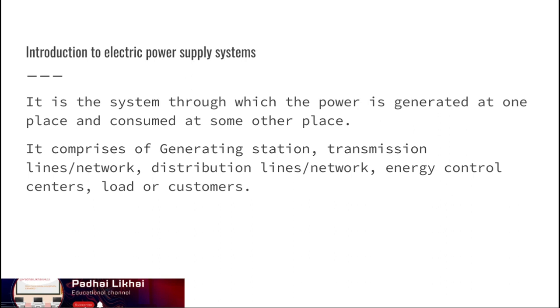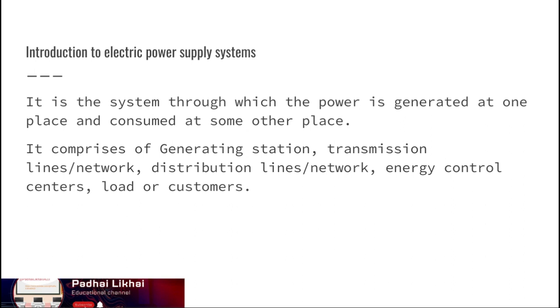What is an electric power supply system? It is the system through which the power is generated at one place and consumed at some other place. It comprises generating station, transmission lines or network, distribution lines or network, energy control centers, and load or consumers.